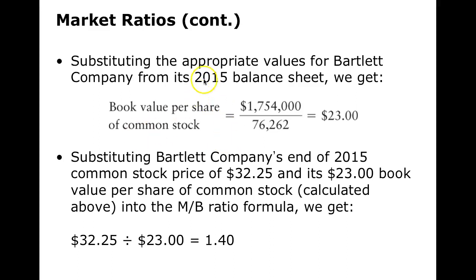So here we have a book value of 1.7 million, and we have 76,000 outstanding shares. That gives us a book value per share of $23 per share. And if the market price, the stock price, is $32, the market to book ratio is 1.4, meaning the stock price is 1.4 times the book value. So again, it's a measure of value. It's a measure of how much the market is valuing your company above its book value.